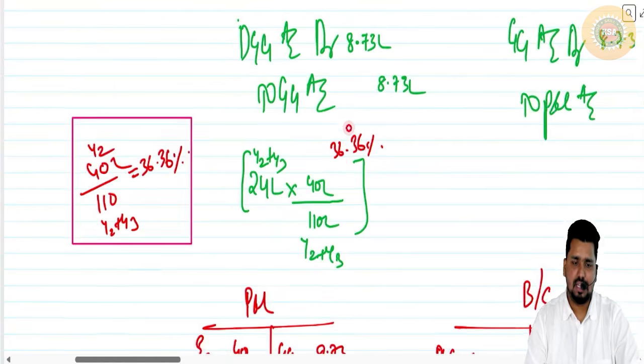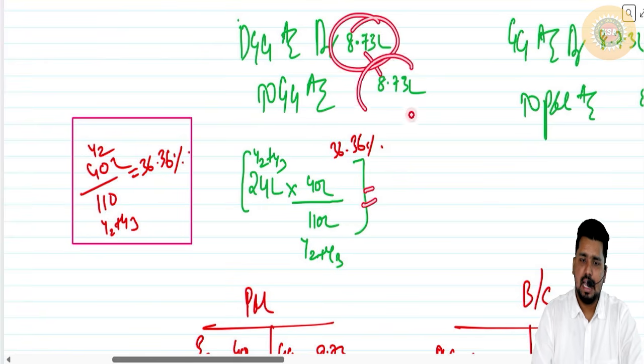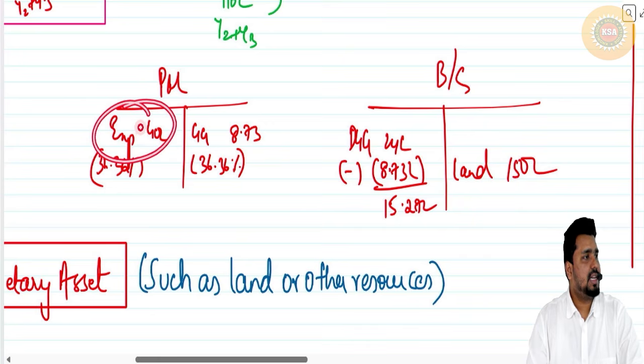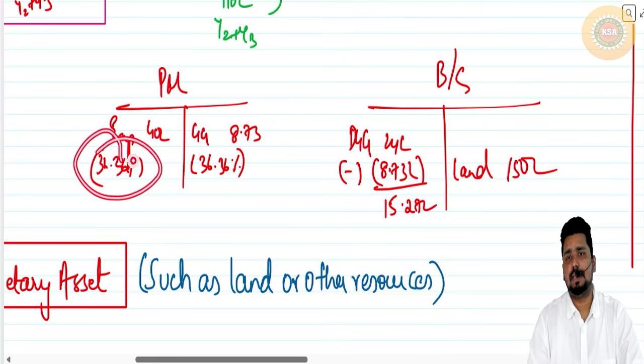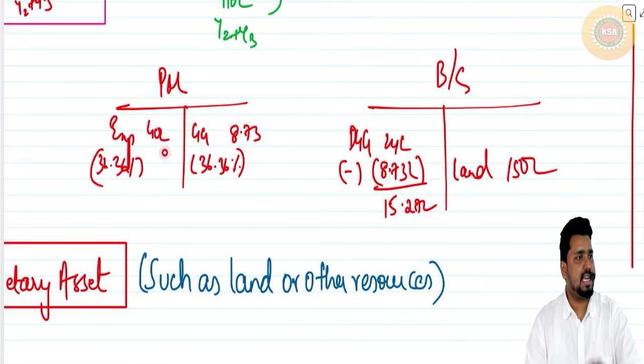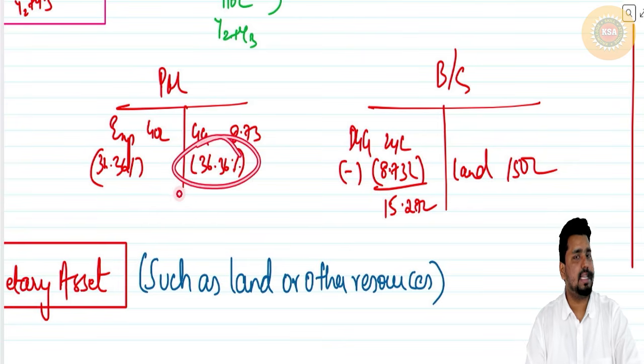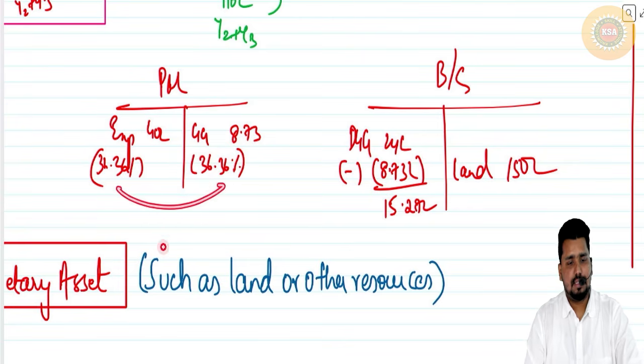You are not required to do that. Straightaway you will get the value. How much will you be getting? 8.73. Therefore, expenses you incurred are 40 lakhs. The percentage is 36.36 for year number 2. And GG also should be recognized in the balance. 36.36. This concept is called the dash concept.